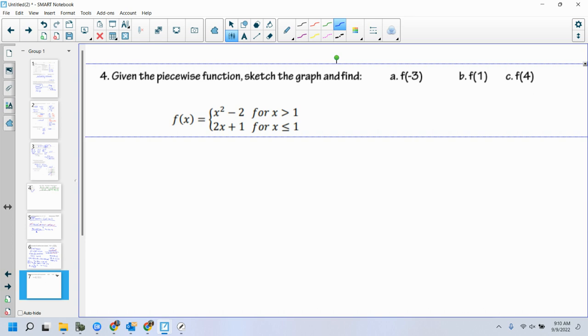Given the piecewise function, sketch the graph and find. All right. So what'd you guys get for f of negative 3? I got negative 5. F of 1, what'd you guys get? 3, that's what I got too. And f of 4? 14. Okay. Watch out here. The one that may have tripped you up was B. You have to plug 1 into the bottom, not the top, because it's or equal to on the bottom. So that would be 2 times 1 plus 1. That's why it comes out to be 3 and not negative 1.